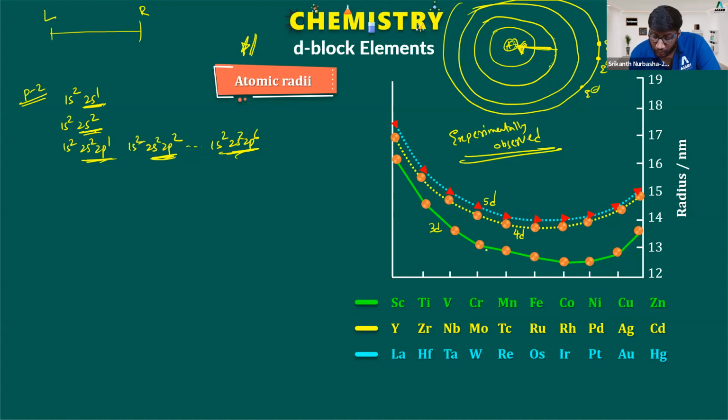Starting from scandium, if you look at the 3d series, starting from scandium to manganese, what happens? You can see the decrease in the atomic radius. We expect the decrease only, so that's fine. After manganese, we have iron, cobalt, nickel. There you have almost the same radii. Then after nickel, you have copper and zinc, where you can see the increase.